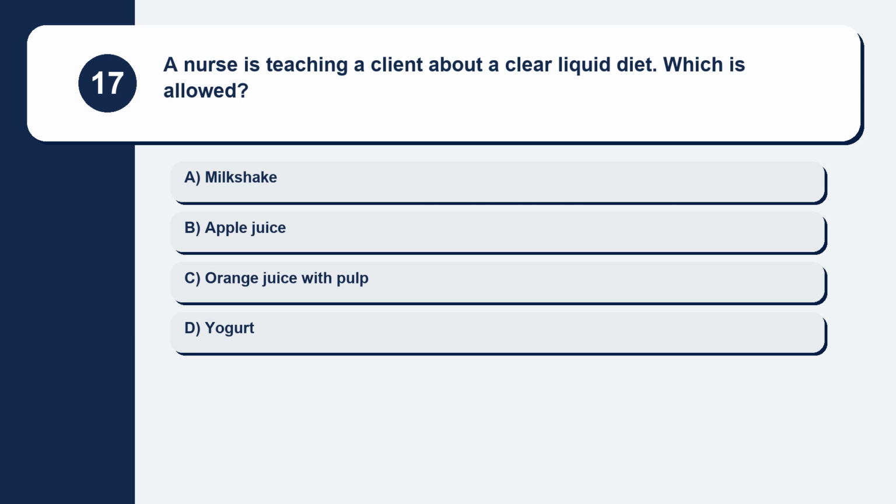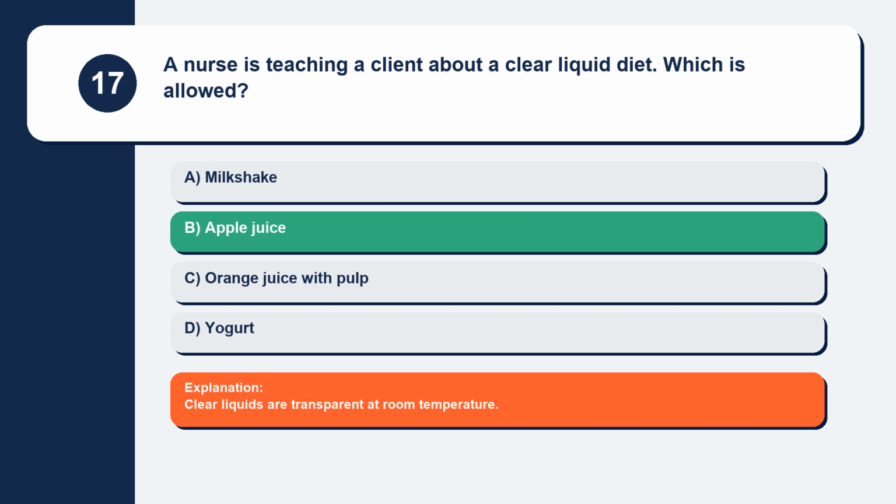Question 17. A nurse is teaching a client about a clear liquid diet. Which is allowed? Milkshake, apple juice, orange juice with pulp, yogurt. Clear liquids are transparent at room temperature.